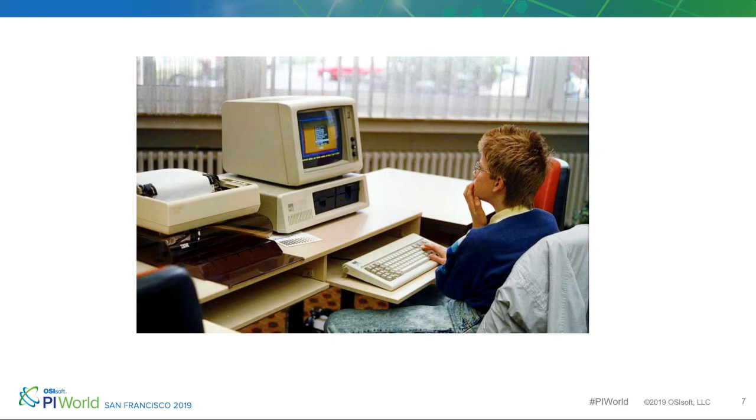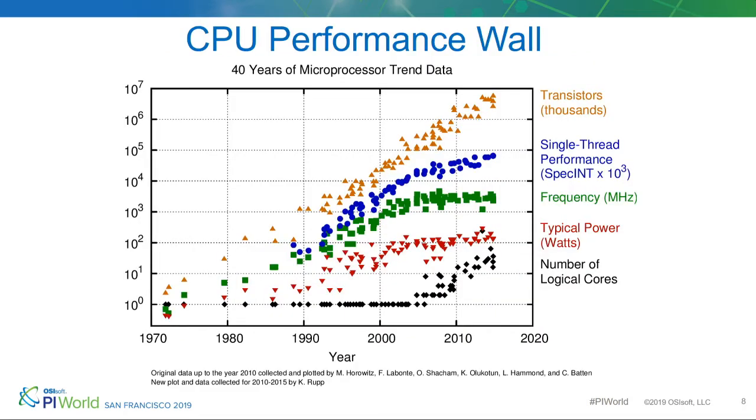But unfortunately, something's cropped up recently, and it's this. This is what I call the CPU performance wall. If any of you have a seven-year-old laptop, like I do, and you haven't bothered to upgrade it, there's a reason for that.